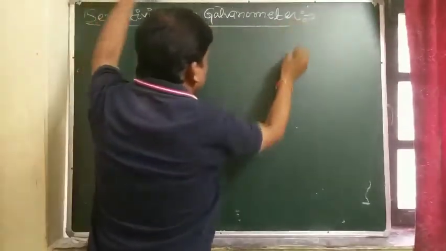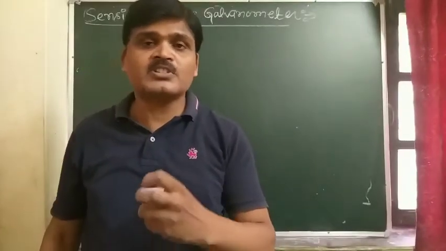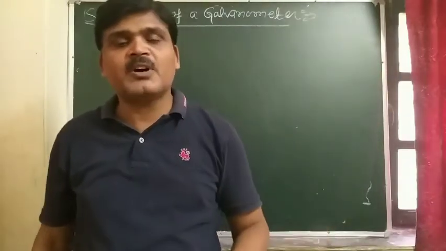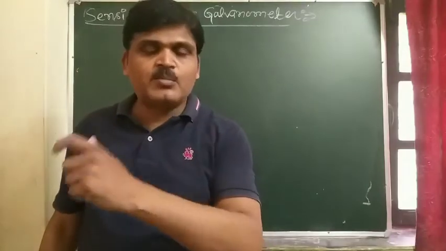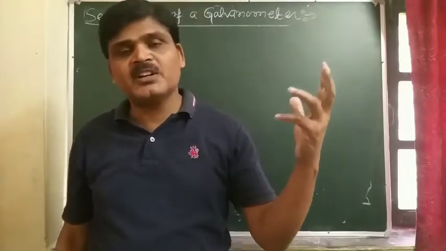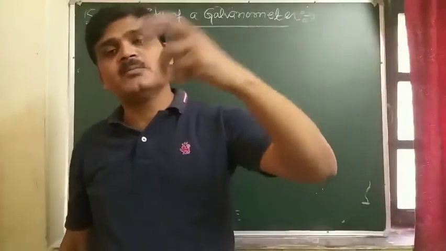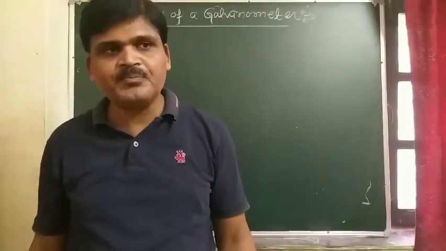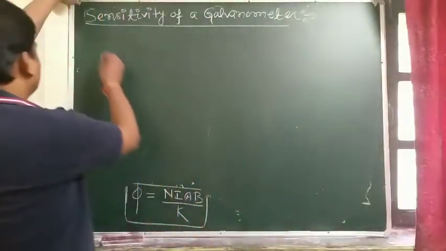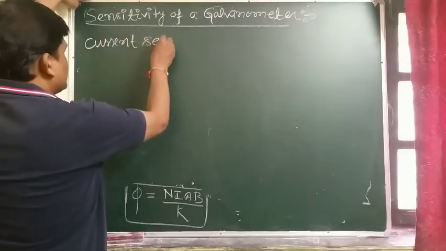Students, a galvanometer is said to be more sensitive if it shows a large deflection for a small current passed through it or a small potential difference applied across it. And students, you know that a galvanometer is a very sensitive device. For a microampere current, there will be full scale deflection shown by the pointer of the galvanometer. So next one is current sensitivity.